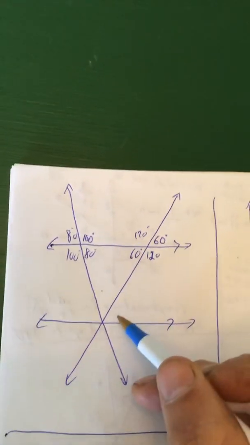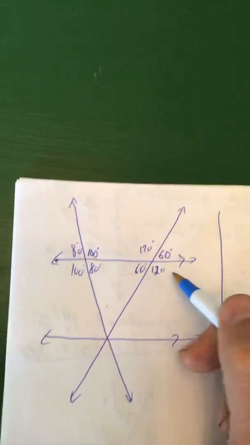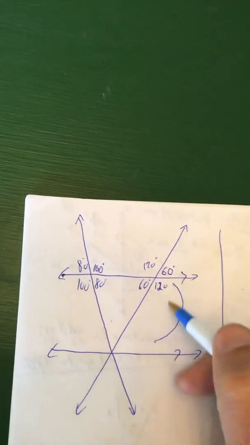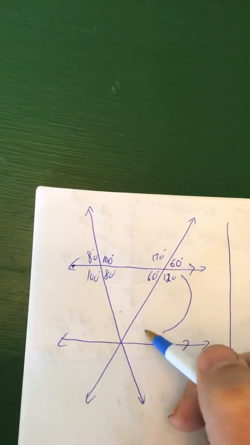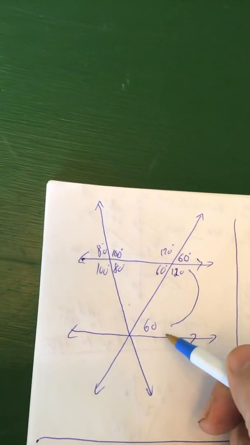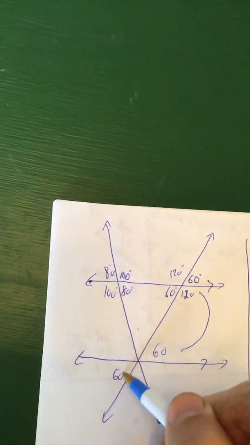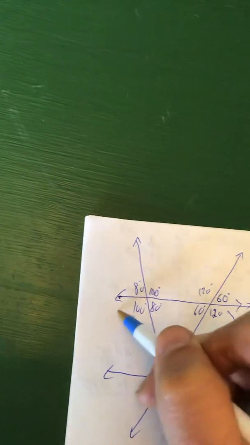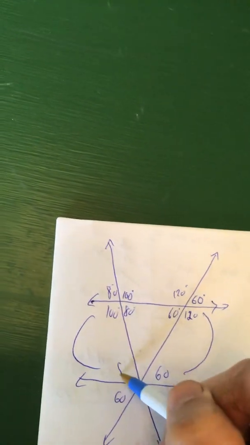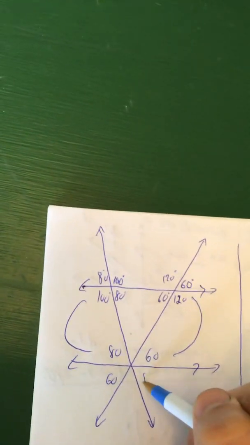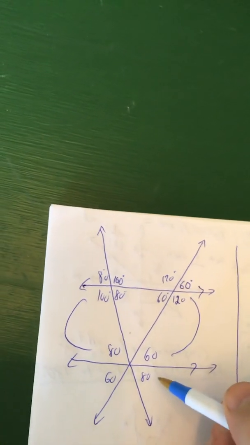And then down here, well, same side interior. These two have to add up to 180, so this is 60. So this is 60, vertical. These two have to add up to 180, that's 100, that's 80. And this is 80, because those are vertical.